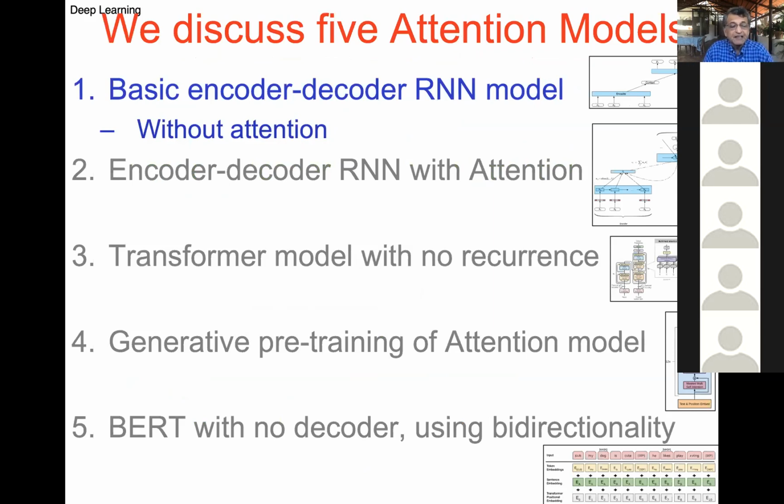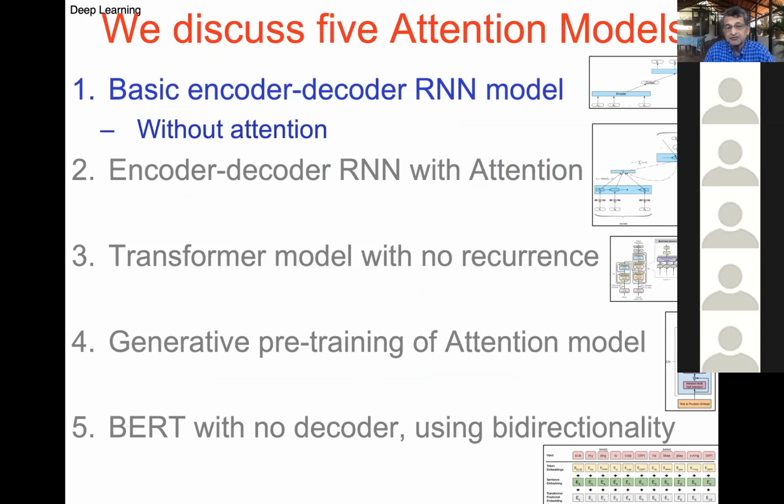I'm just giving an overview now, because there is so much material in this attention topic that we will study each of these to various levels of detail. One is the basic encoder-decoder RNN model, the recurrent neural network model, and we discuss it without attention. What is the basic encoder-decoder model for machine translation, where this box called attention has not yet been put in? Attention came in as a more recent concept.